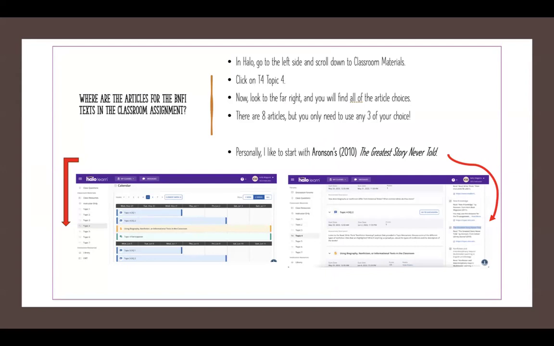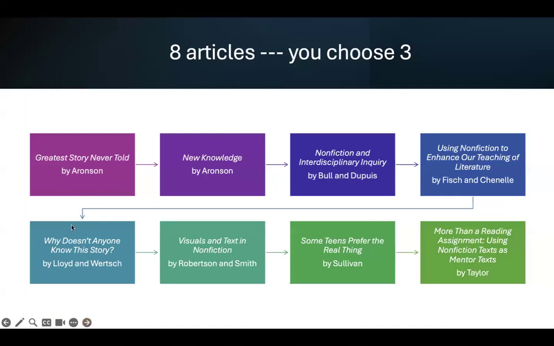You'll find those articles when you are logged into Halo, and you're going to go over on the left-hand side and click on Topic 4. When that opens up, it'll open another screen, and all of the articles are listed over here. There are 8 articles. You get to choose any 3 that you would like to. I really like to start with Aronson's 2010. It's called The Greatest Story Never Told. So that's the one I'll use as a sample today.